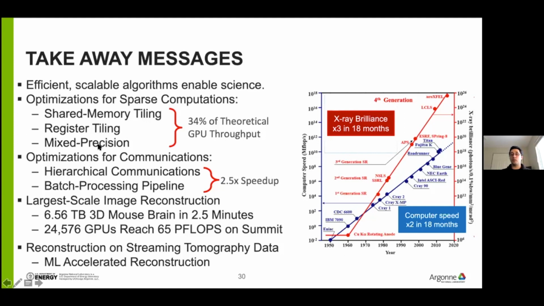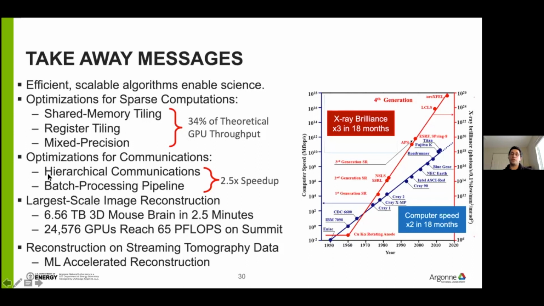We implemented several optimizations for sparse computations. We performed shared memory tiling, register tiling, and mixed precision operations, which eventually provided us almost 34% of the theoretical GPU throughput that is being provided by the Summit supercomputer. And this actually goes to petabyte scale. I think we were able to provide 64 petaflops during the iterative reconstructions with our optimizations.